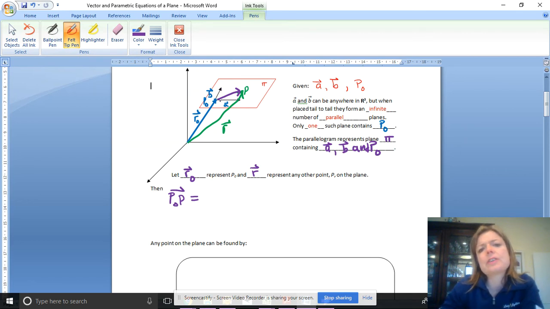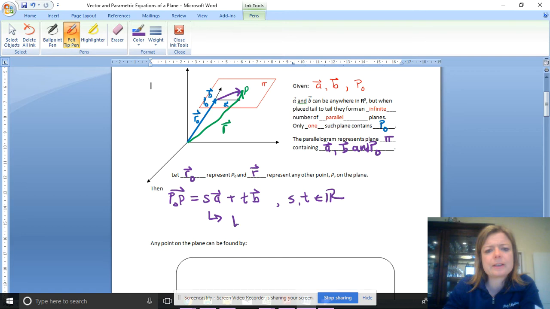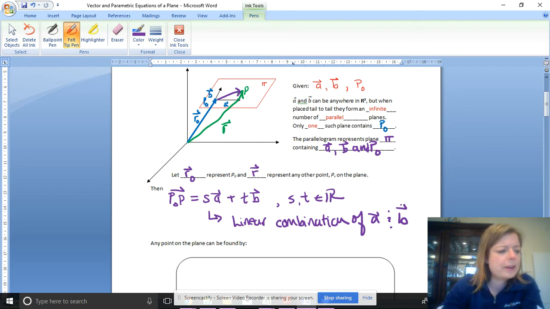Remember that the linear combination of two vectors can represent any other vector on the plane. So we can say that PO to P can be written as some linear combination of A and B. So we say SA plus TB, where S and T are two different parameters. So this is just a linear combination of A and B.